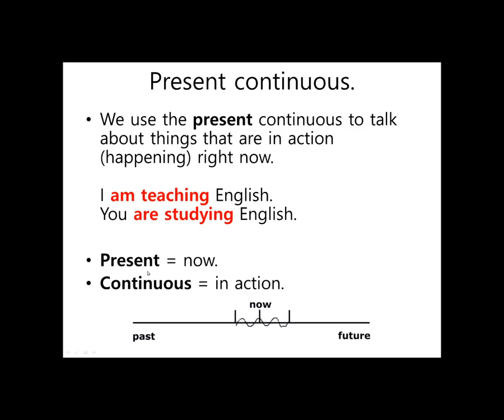When is this? This is now. When we say present tense, we're talking about now. And continuous means in action. When you have verbs with ing on the end, we're talking about an action, something going on at the moment. So let's see. I am teaching English. So here's the past. Here's the future. We use this kind of sentence, the present continuous, to talk about things that are happening now and they're in action.